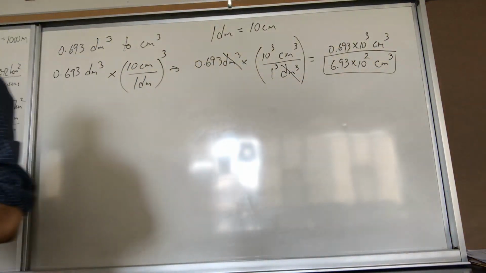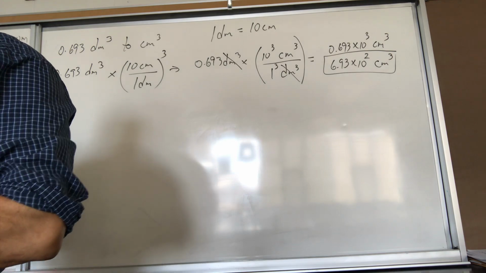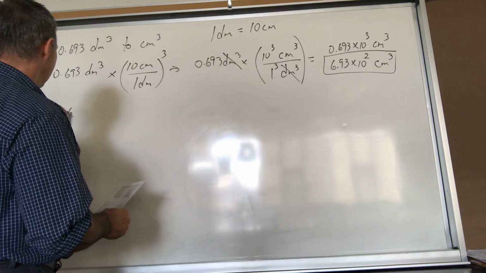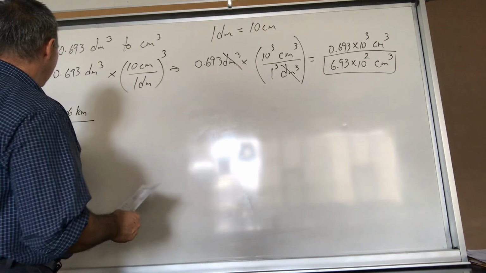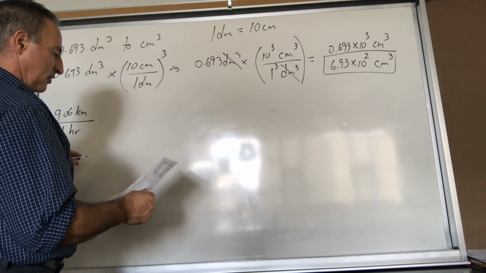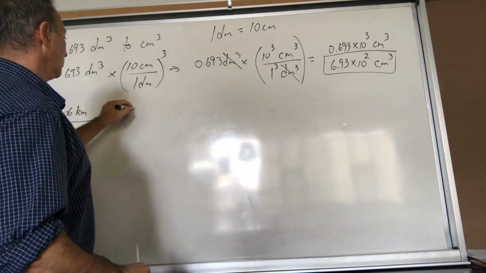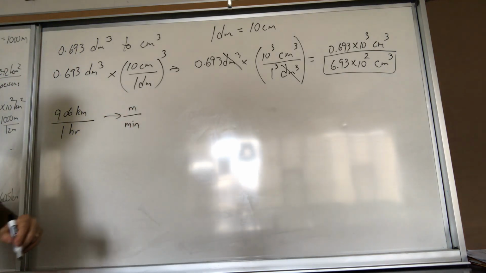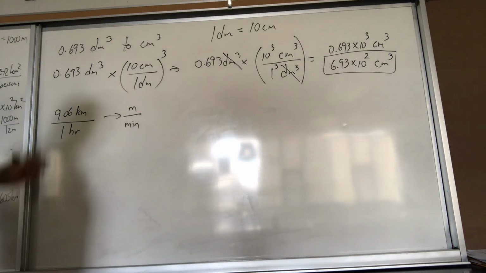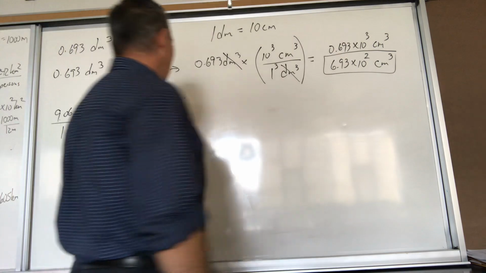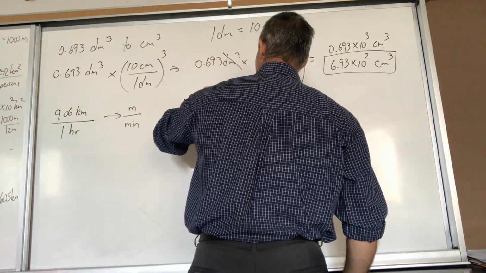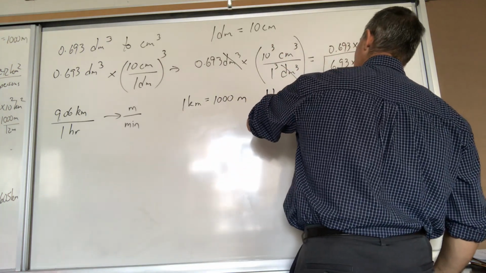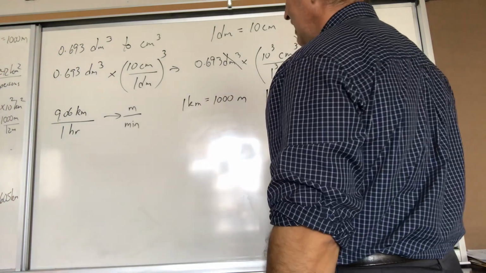Let's do one that's a little more difficult, like say this one. 9.06 kilometers per hour being converted to meters per minute. Ooh, a mild challenge. Okay, so to solve this, you have to know that 1 kilometer is equal to 1,000 meters, that 1 hour equals 60 minutes, and yeah, it's not even that challenging.